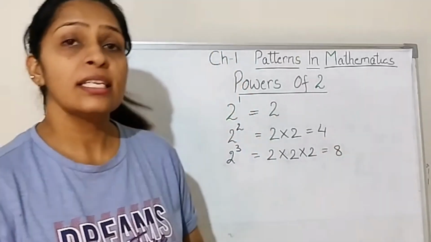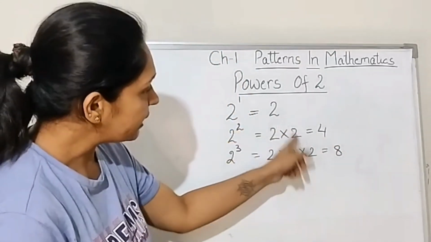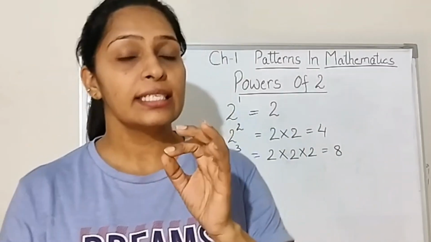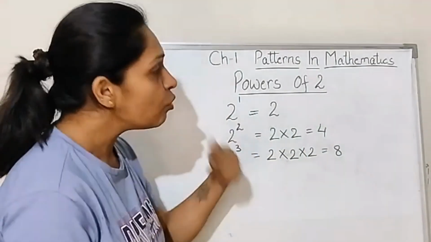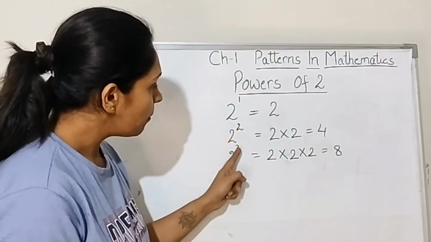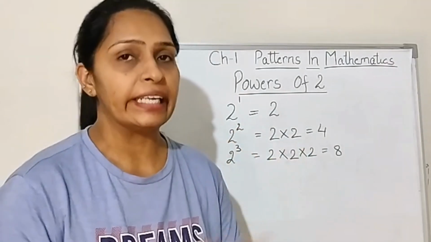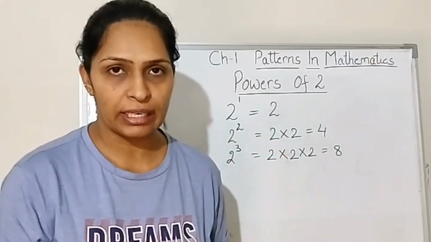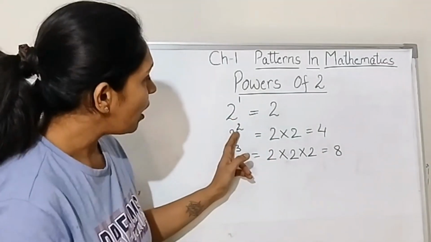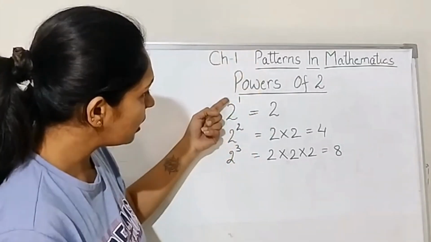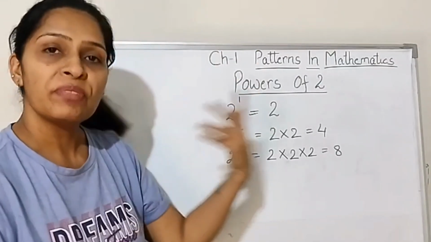So see, in this case, the number which is getting repeated is known as the base number. And how many times we are multiplying this number, this is actually the power. It is also known as index, which you will be learning more about in your upcoming classes, right? So this is powers of 2, where we just keep on increasing the powers like 1, 2, 3 and so on.